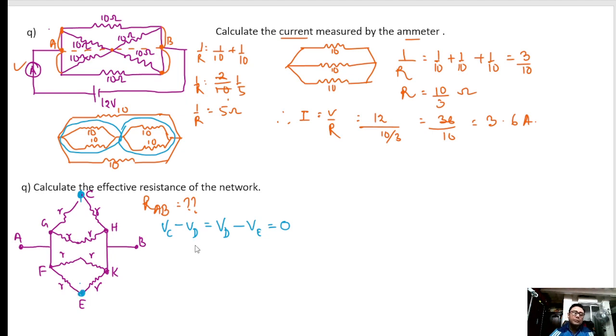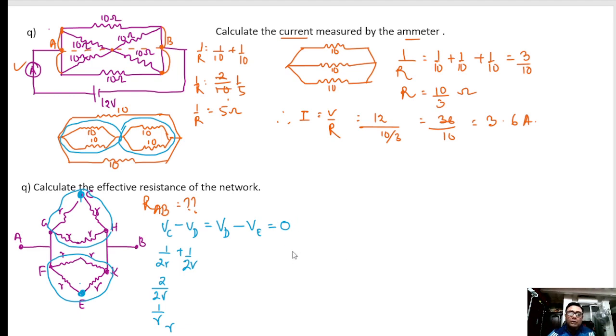Clear? So watch now one thing, that is this part and this part. How does it look? The upper part is 2R series, lower part is 2R. So 1 by 2R plus 1 by 2R, which is 2 by 2R, which is 1 by R. So the net resistance will be R. Okay. Similarly, this is also R.